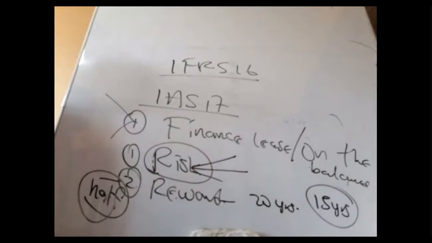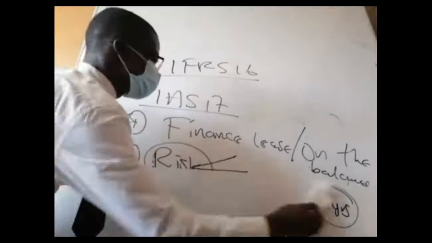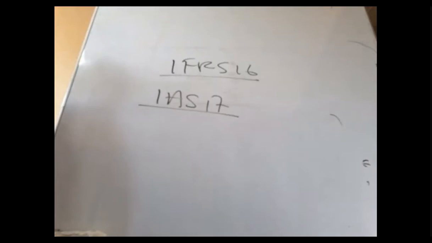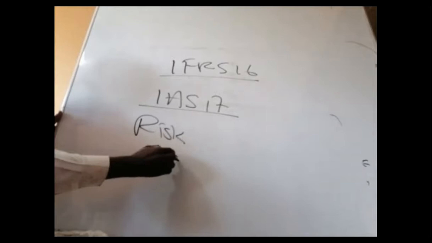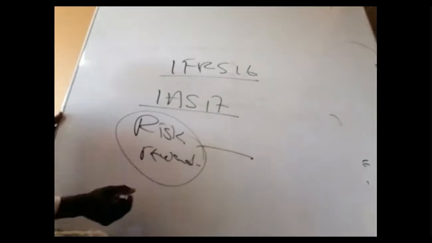Good. Then let's go to operating lease under IAS 17. I like that definition, let me define it for you. IAS 17 defines an operating lease as all leases other than finance leases. So where risk and reward have not been transferred, that's an operating lease. Operating leases are not on the balance sheet, while finance leases are on the balance sheet.